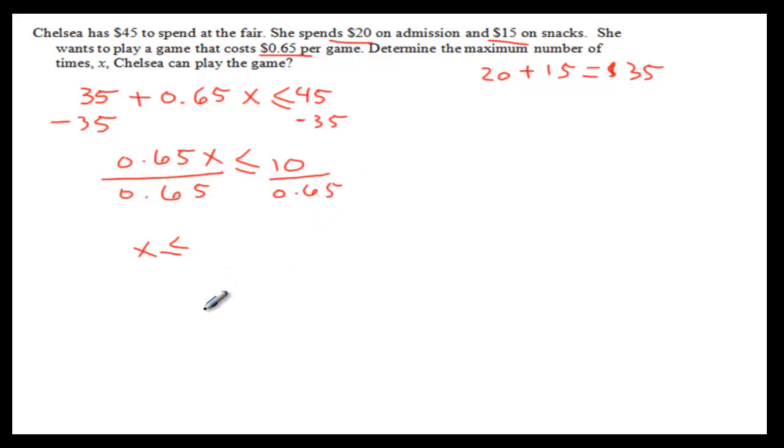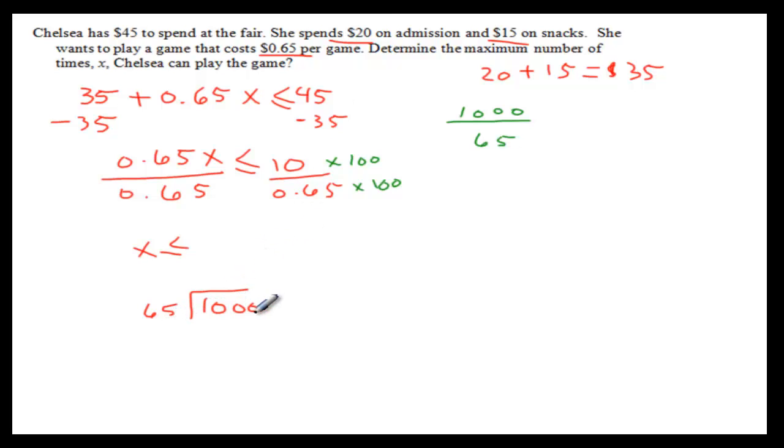Let's do it here. 10 divided by 0.65. But before I do that, if we multiply the numerator by 100 and the denominator by 100, you will get 100 times 10, that is 1,000, divided by 65. Instead of 10 divided by 0.65, we're going to have 1,000 divided by 65. Now let's divide.